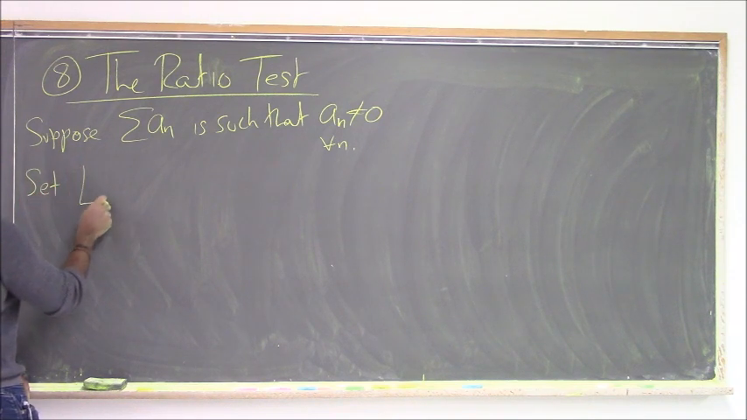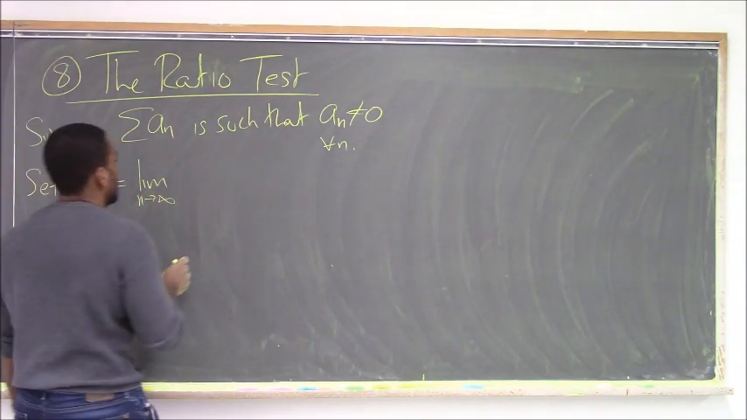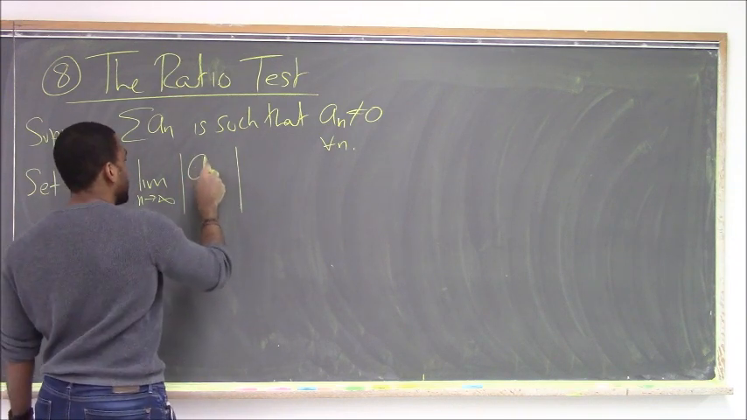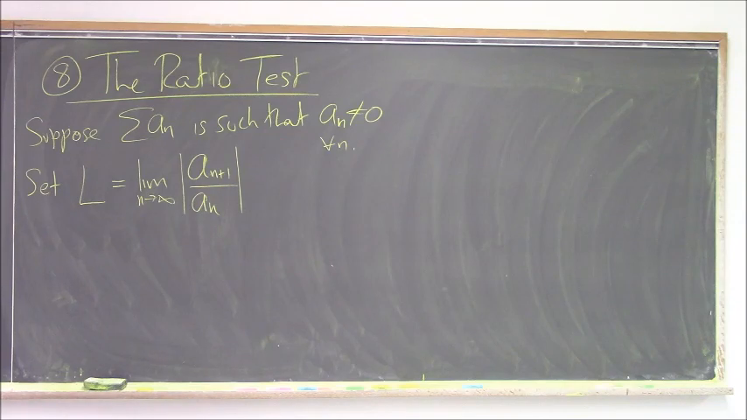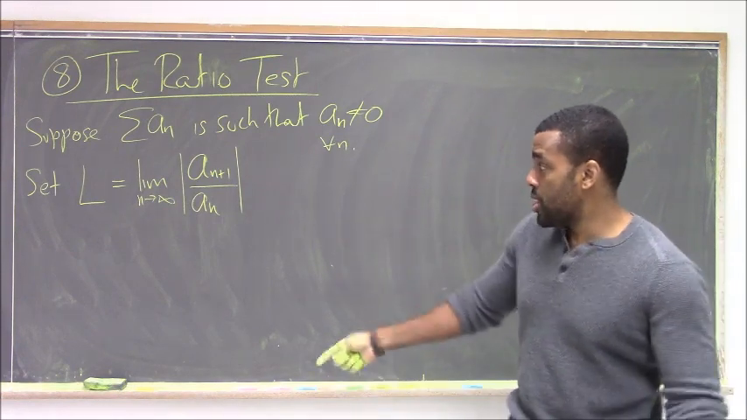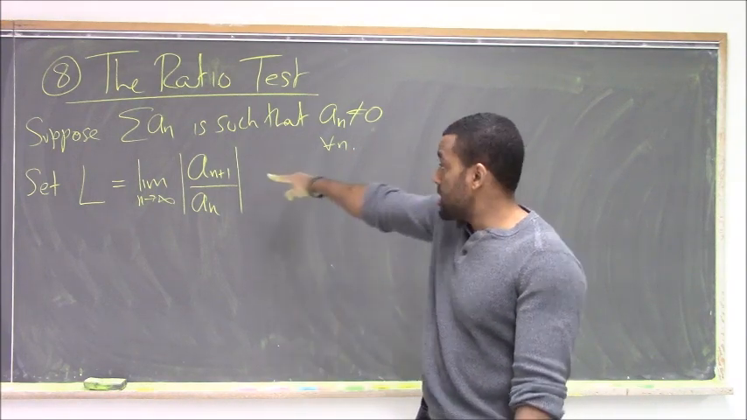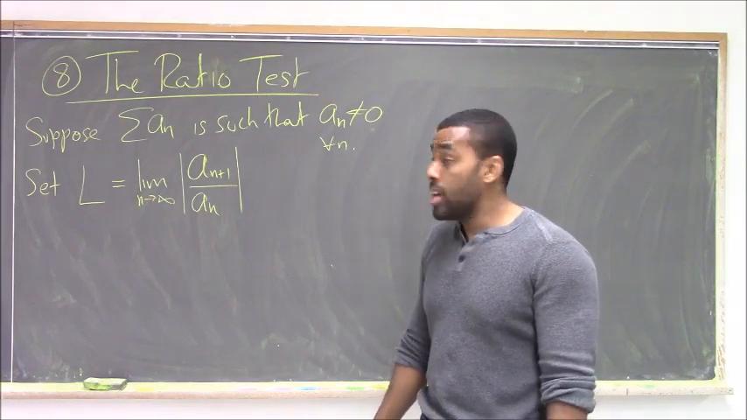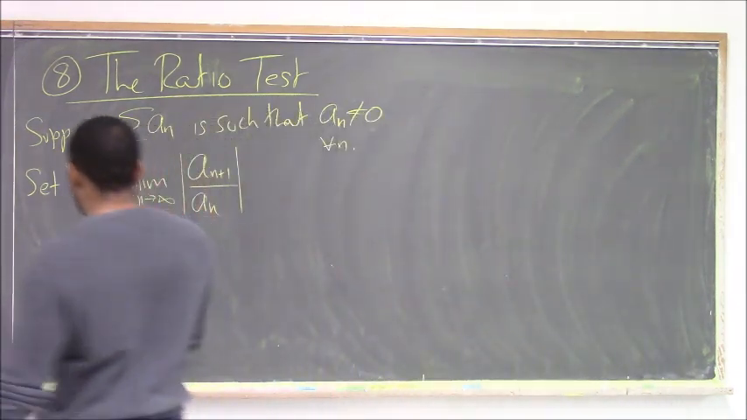Set L to be, we're going to take a certain limit as n approaches infinity, of the absolute value of a certain ratio, which is why it's called the ratio test: a_{n+1} over a_n. So you take the formula for a_n, you replace all n's with n plus 1's, then you take the original formula and you divide by that. And this is why we can't have terms hitting 0, because you're actually taking a ratio. You don't want to divide by 0 at any point. So you set L to be this limit, and based on the value of this limit, you are going to be able to make certain conclusions.